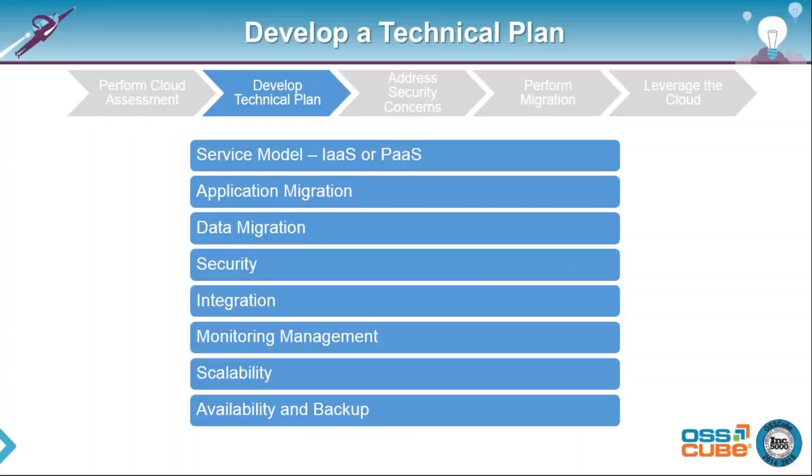So once we have done the complete assessment of all the factors that we talked of, we need to develop a technical plan. So this consists of the steps that we would take to migrate our application to the cloud. Now we have assessed the application, we know that it is fit to move to the cloud. So we need to find the service model, we need to plan the migration of the application, we need to plan the data migration, security, integrity, monitoring and scalability. Everything has to be planned in a systematic manner.